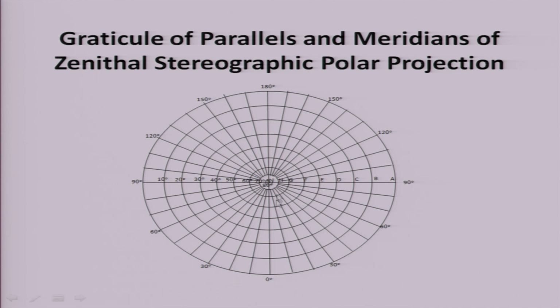We draw the meridians with the help of a protractor with 10 degree intervals, like this is 0 degree, and then 10 degree, 20 degree, 30 degree, 40 degree, 50 degree, 60 degree, 70 degree, 80 degree, 90 degree and so on till 180 degree, and then these are the western meridians 0 to 180 degrees. So it's very easy to construct both these types of zenithal projections.